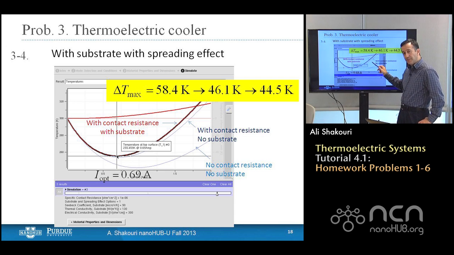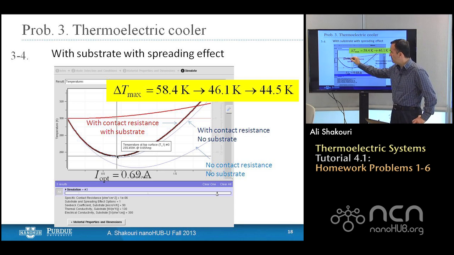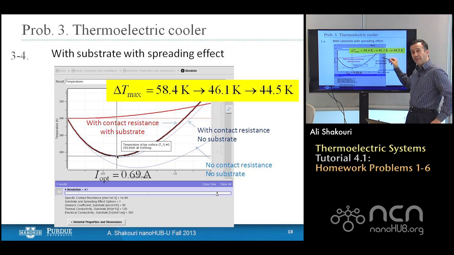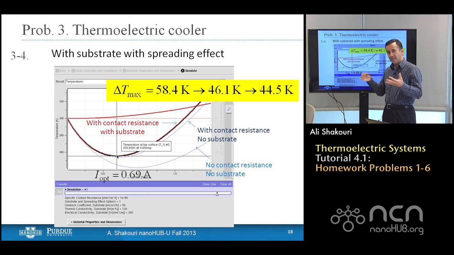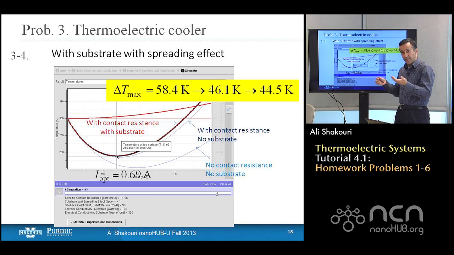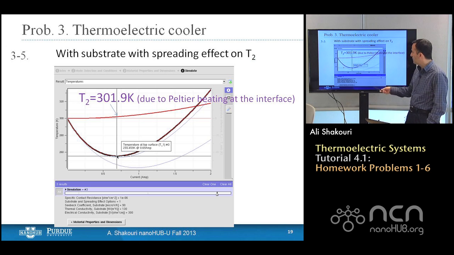When you do the simulation with substrate, not only do you see the temperature of the top side, you also see the temperature on the bottom side of the thin film, because now instead of being an ideal heatsink, it is a substrate that has a finite thermal resistance. And again, that's something you can verify.